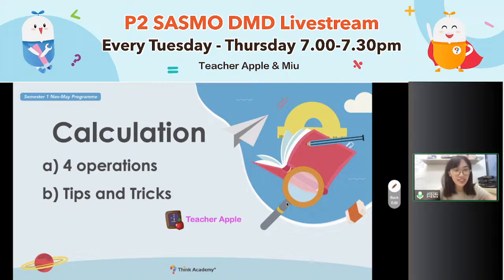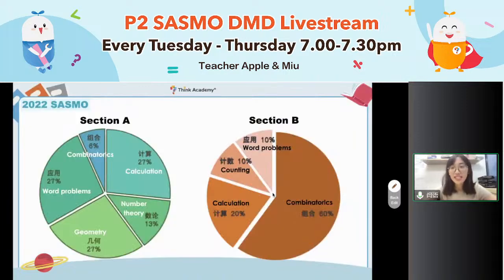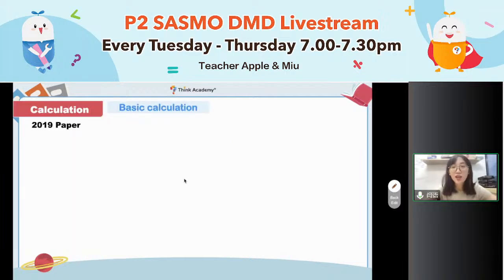Okay, now let's start. Well, you can see that actually in a real SASMO test paper, no matter if it is in section A or section B, calculation always takes up a great proportion. And that is why we start from this module. Okay, so here is a warm-up question for you. Everyone, are you ready? Can you hear me?